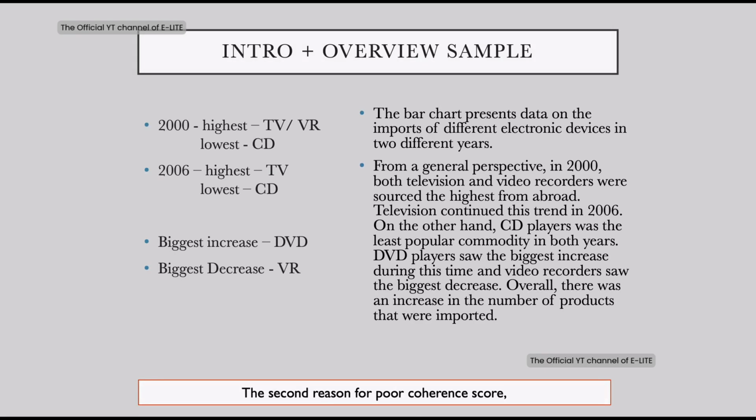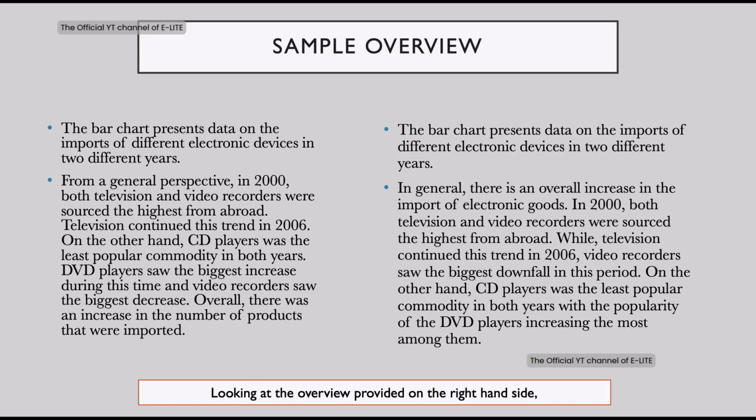The second reason for poor coherence score is because of a lack of linking words in the first given paragraph. This does not mean we can just randomly add linking words here and there, but there has to be some logic to it. Looking at the overview provided on the right hand side, where we put our ideas together rather than just stating them, the use of the linking word "while" fits in well with the overall sentence and information. This also helps us to write a more complex sentence, which is good for our grammatical scores as well.